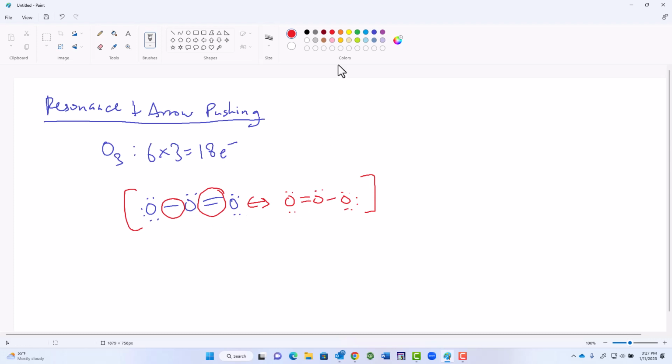So in fact, we can draw what's called a resonance average, where we display this as not one single bond and one double bond, but instead an average of two bonds, such that we have these dotted bonds. And so each bond order would be about 1.5. So each of these would be about 1.5 bonds if we were talking about a resonance average.